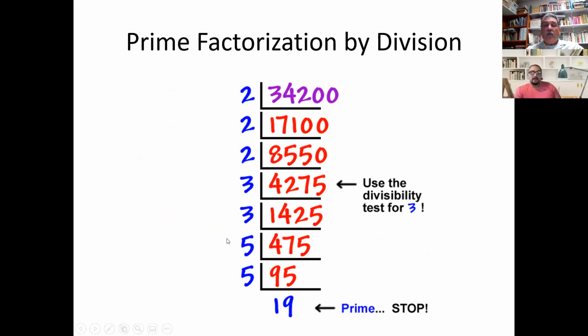You have to do that if you have large numbers like 34,200. Divide by 2, then take the quotient and divide by 2 again, and you keep doing that. Now you come here, you divide by 3, divide by 3, divide by 5, and 95 divided by 5 is 19. This is prime, and you stop. You see, these were not prime. These were composite. That's why I kept on going till I reached a prime number. So these numbers in blue are the prime factorization of 34,200. All right.